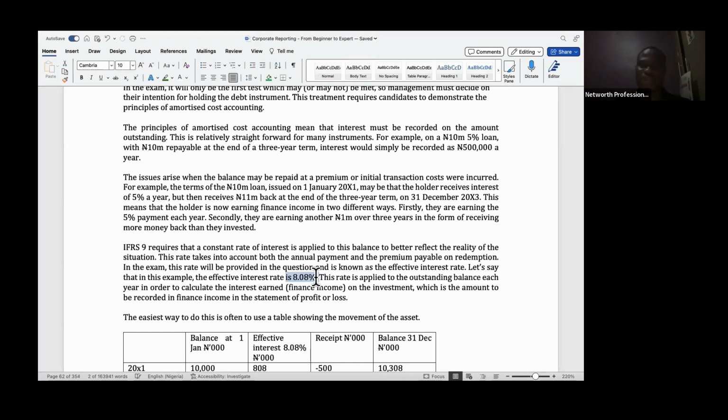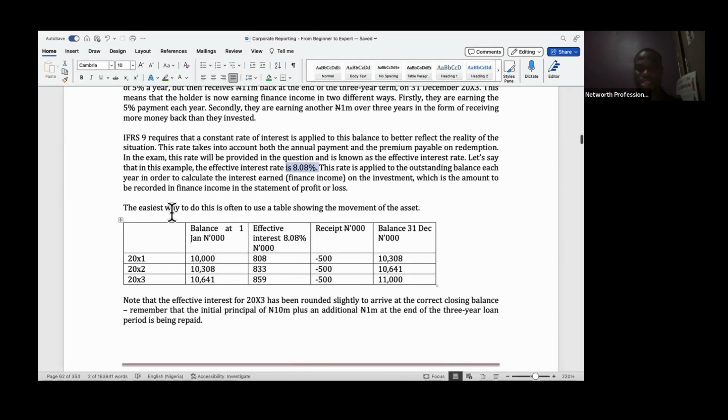And whatever you get from that is what goes into your P&L. And how does it work? We use this amortization schedule. We use this table. Looking at it, you lent the money out in 2001, 10 million. I call that balance at January, or balance at the beginning.